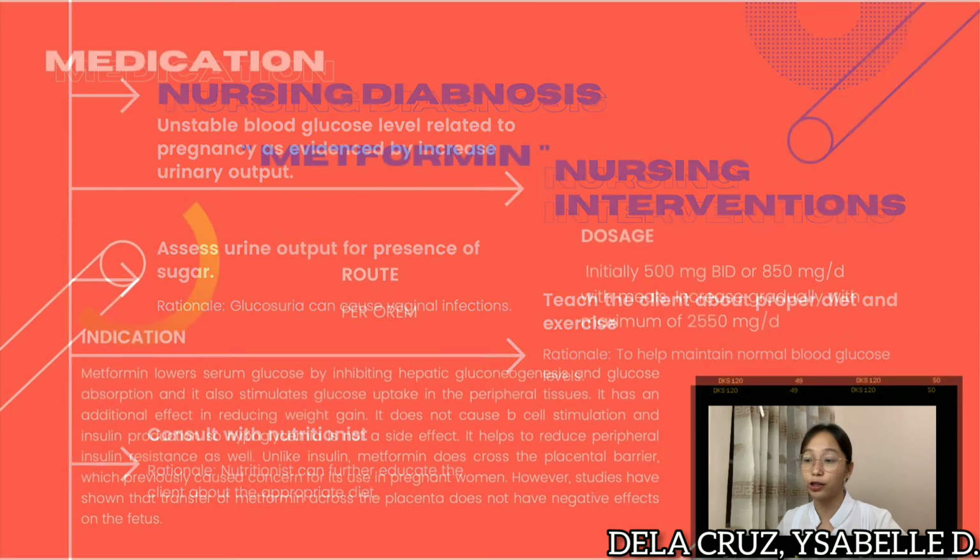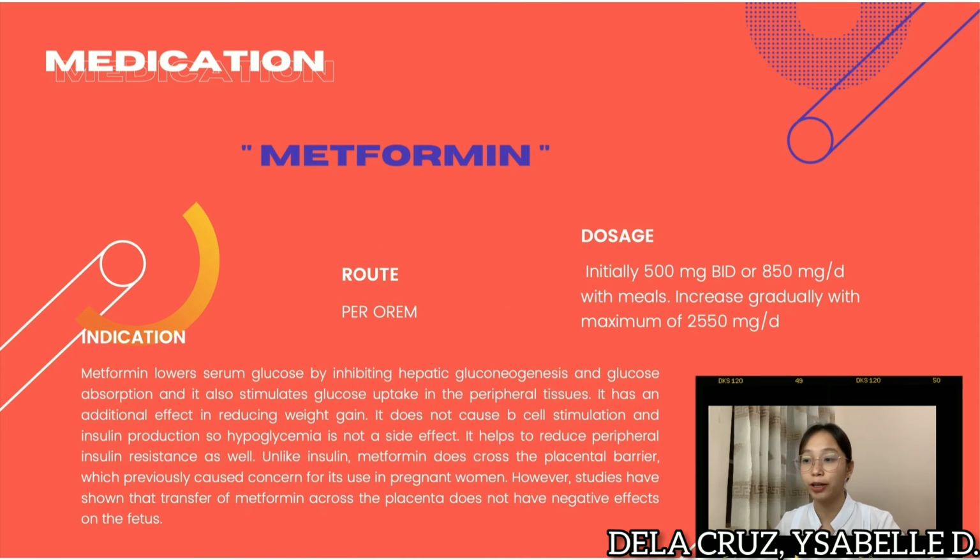Next is the medications. For the medications, you have metformin. Dosage, initially 500 mg twice a day or 850 mg with meals. So, ini-increase gradually yung dosage niya pag yung blood glucose level niya is hindi pa rin bumababa. Pero may maximum lang siya ng 2,550 mg. Next is yung route per orem or orally.